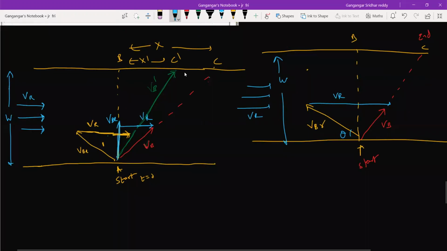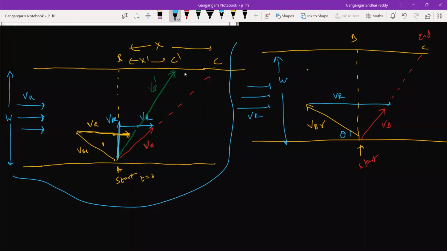I'll directly take help of this. So first, there's an analysis. The student must analyze it. This is for solving the problem. Solve from this diagram.